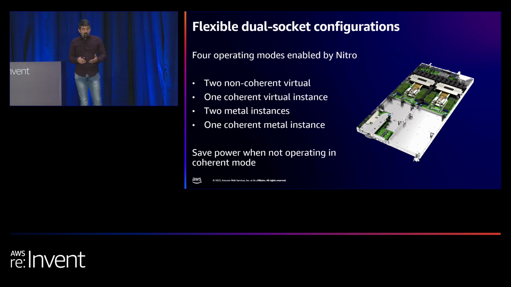This server with one Nitro card can be two non-coherent virtual systems up to 24xlarges. It can be that coherent 48xlarge system, 192 vCPUs in one, or metal instances, two metal instances or one metal instance. So you might say, why do we have these different operating modes? And it's really simple. A lot of people aren't going to need the 192 core systems. And so when they're not using that, we can turn off that link and save some additional power.